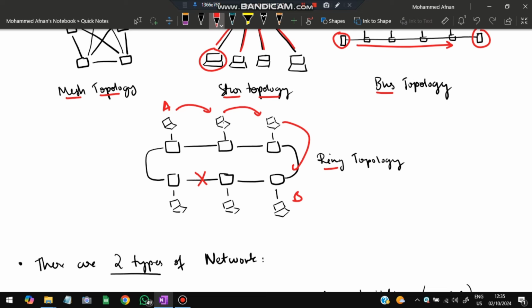Otherwise you have to go the other way, the long way around, right? So this is the disadvantage. It is interconnected, so a single point of failure exists here. Okay, so a very important question: four types of topology: mesh, star, bus and ring topology.